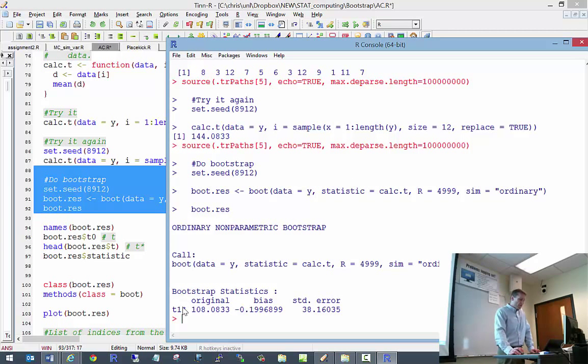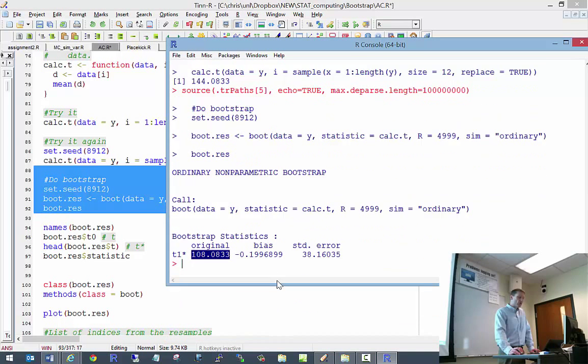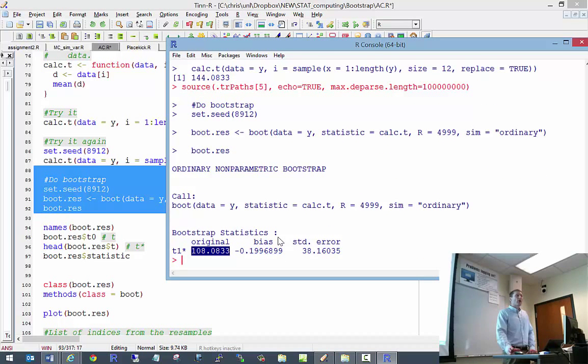First of all, you see the original under the original column. This is what my statistic value is with the original data. So actually the boot function used the calc.t function 5,000 times. This extra time is from the original data. Since this is my first statistic that I'm calculating, R labels it as T1 star. So T itself is 108.